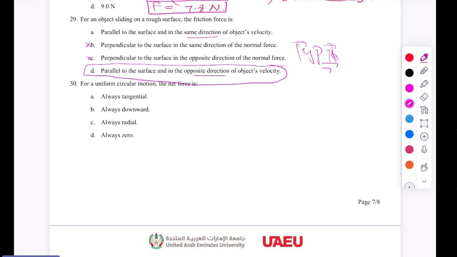For a uniform circular motion, the net force is always what? Zero, Doctor? No, it is always radial.